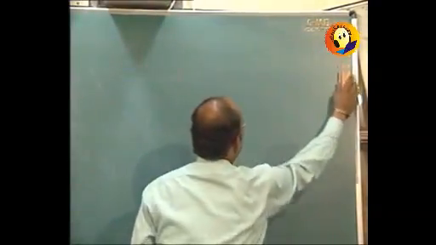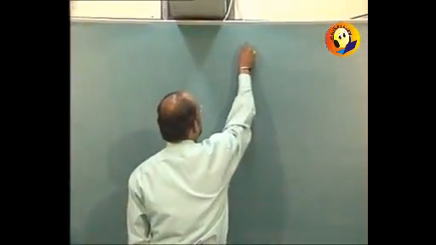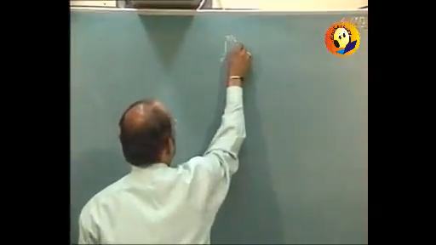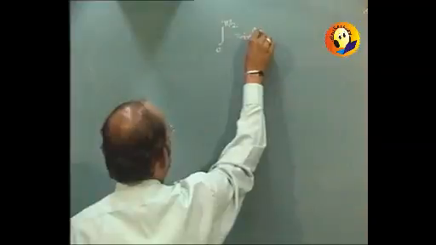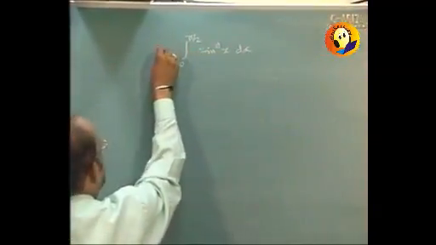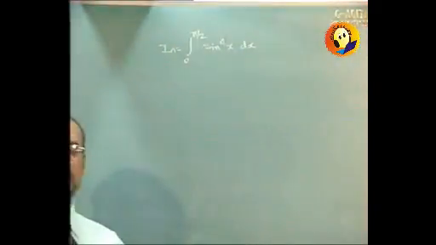Now the problem statement is to find the reduction formula for the integral 0 to pi by 2 sin raised to n x dx. Let us call this as In. So we want to find a generalized formula.